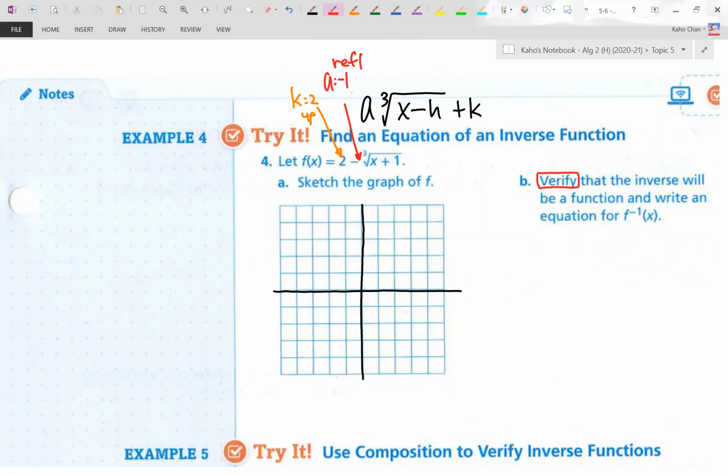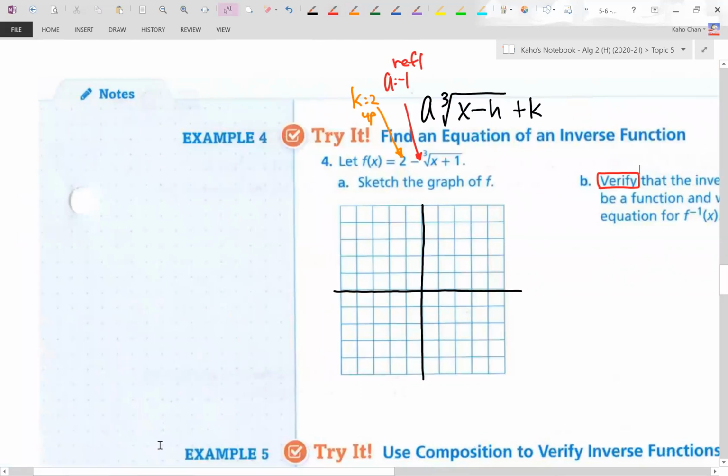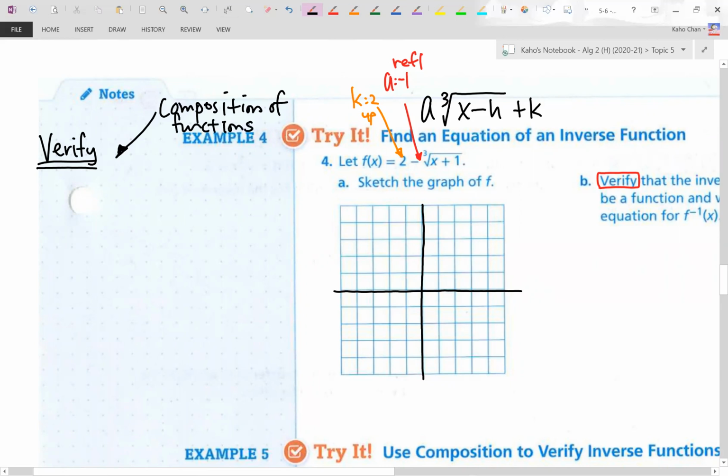In fact, we're actually going to pull in some other technique from the previous section to help verify. How do we verify whether or not two functions are inverses of one another? We're going to pull up composition of functions, f of g and g of f, to help with this process. Remember those guys?